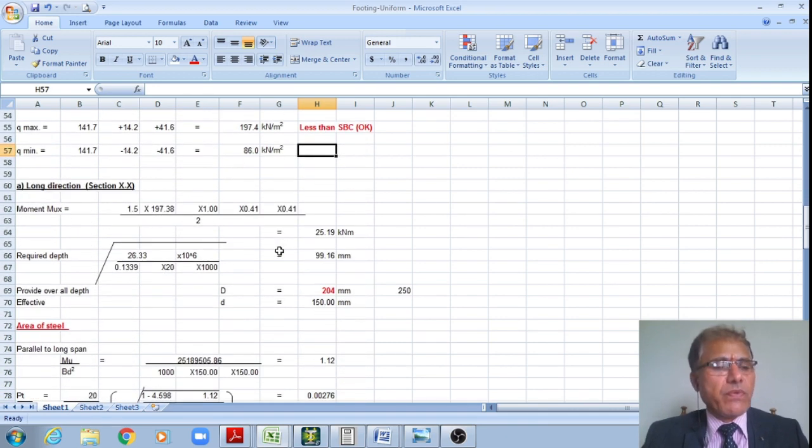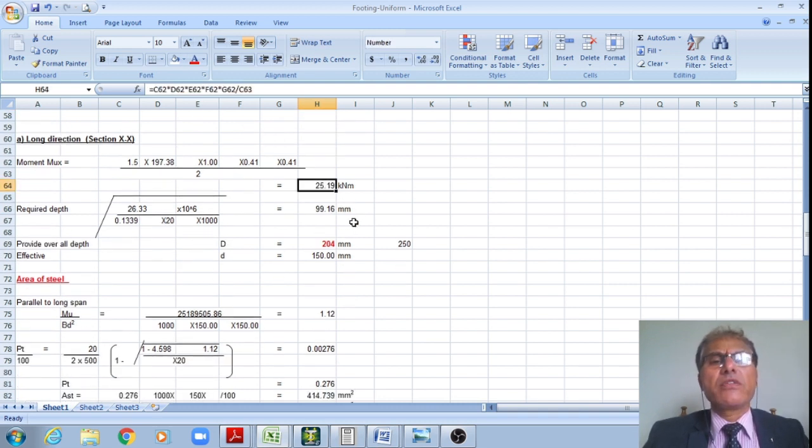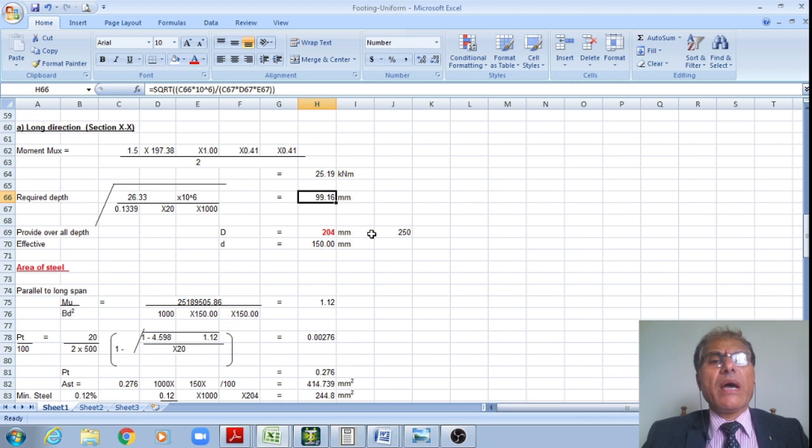Once it is okay, I will calculate the moment along the x direction. Just now we have calculated 25.19, and the depth required along this direction is 99.16. In the manual calculation I assumed effective depth as 150, and I am assuming the same. Therefore, the overall depth is 150 plus 50 plus, assuming 8 mm dia, 8 by 2, which means 204. Overall depth is equal to 204, right?